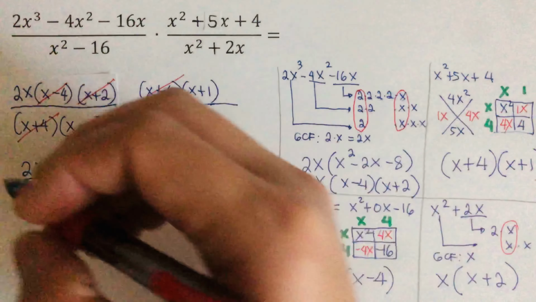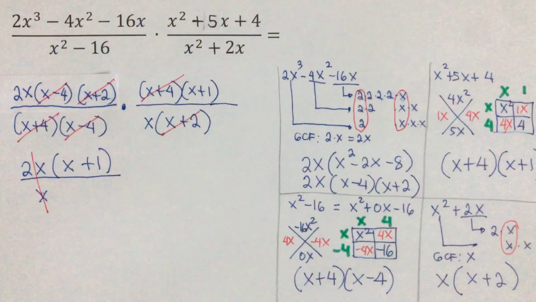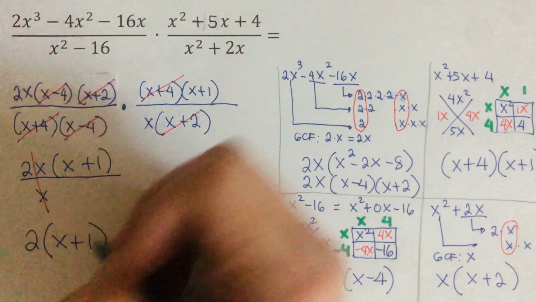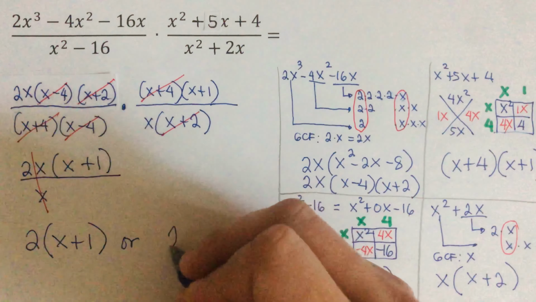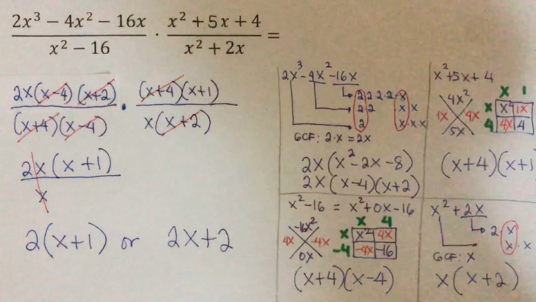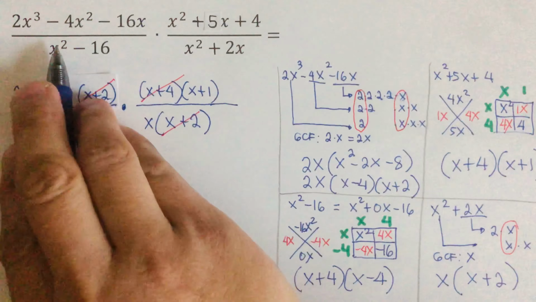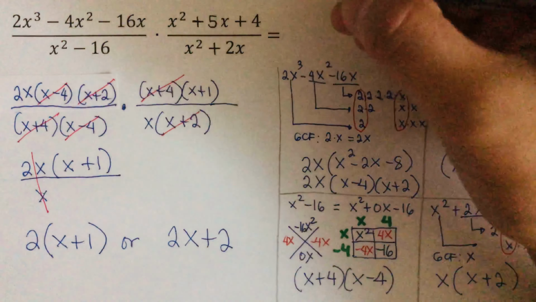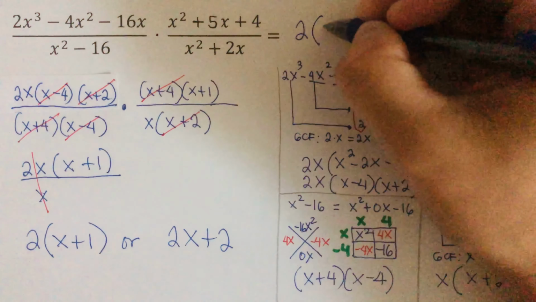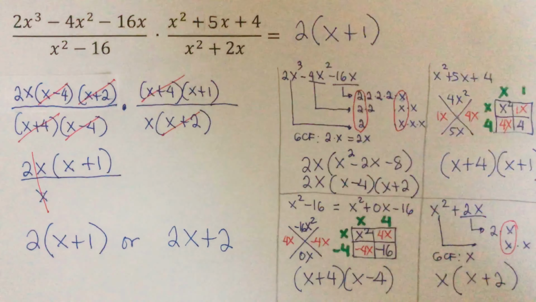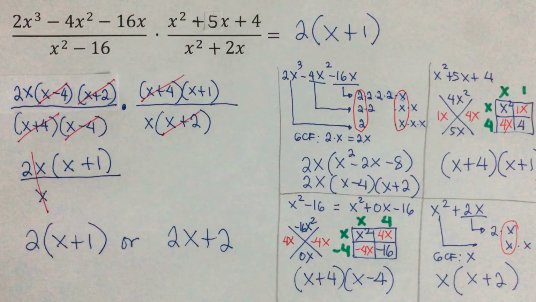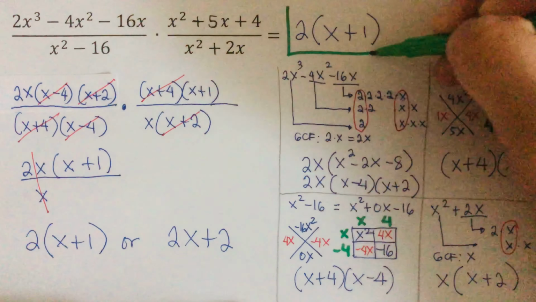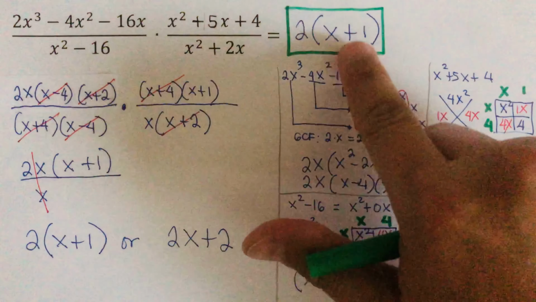So then we can go ahead and cross out the x and the x here. So we are left with 2 parentheses x plus 1. Or we can rewrite this as 2x plus 2. So this one right here, the product when these two rational expressions are multiplied together, would be 2 parentheses x plus 1, or then again you can distribute the 2 to each term inside the parentheses. You can also have 2x plus 2. Did you get the same answer as this?